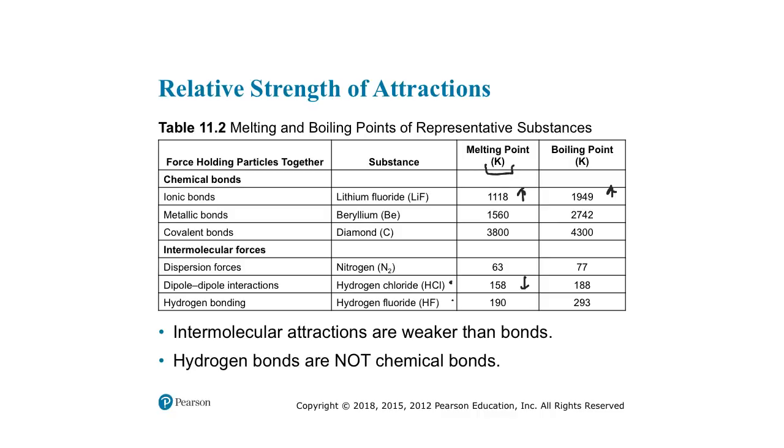Notice these melting points are in units of Kelvin. So 273 or 298 Kelvin is room temperature. So these are still below room temperature, and the boiling points are as well. Okay, and so if we look at the bonding in HCl and HF, it's weaker than the bonding in the ionic LiF. Well, what about metallic bonds?